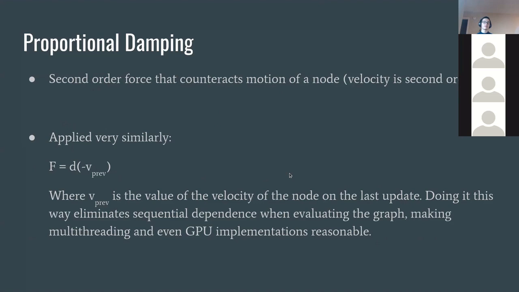I'll describe this on a couple of slides later, but basically, it looks at the value of velocity at the previous update, to remove any sort of sequential dependence when you're evaluating the graph. And like I say, I'll go into that. But this makes multi-threading very easy to do with this type of structure.